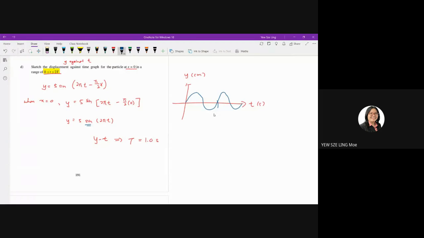So now this is 1 second. This is 2 seconds. Amplitude, again, I have 5 here. This is 0 at the equilibrium position, and this is -5. Done. This is a complete graph.